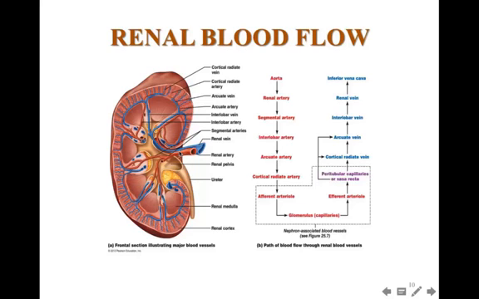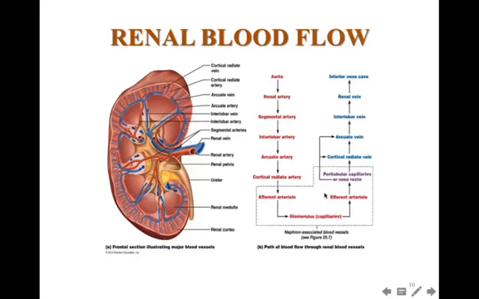After that, it will be divided into interlobar arteriole, arcuate arteriole, and interlobular arteriole. Then it supplies the nephron through afferent arteriole, glomerulus or glomerular capillaries, and efferent arteriole. Finally, pretubular capillaries unite with the renal vein. That was the first part of the renal blood supply.